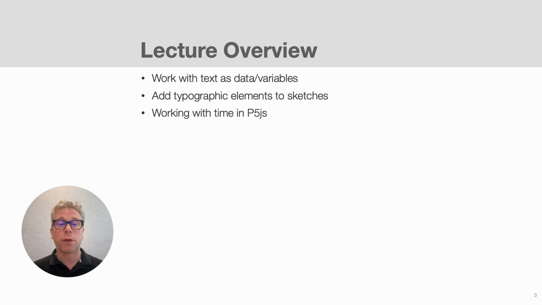This lecture will be in 3 parts. First, we'll look at working with text as data or in variables in our code. Next, we'll look at how to add typographic elements to sketches, so uploading fonts that you can then use in your sketches. And then in the last part, we're going to look at working with elements of time in P5.js so that we can create animation effects with typographical text.